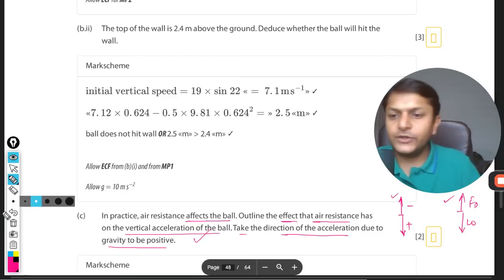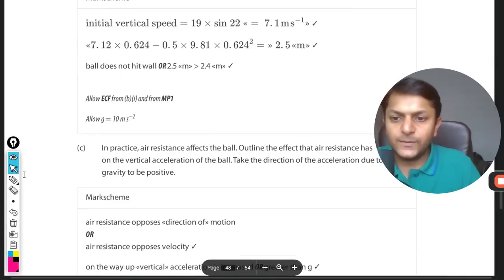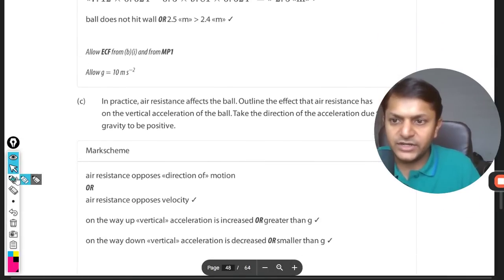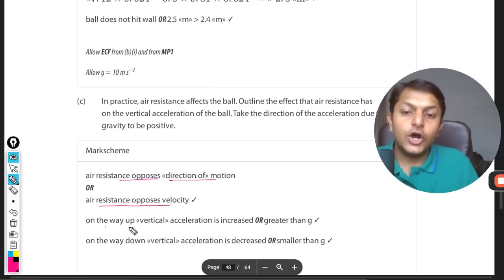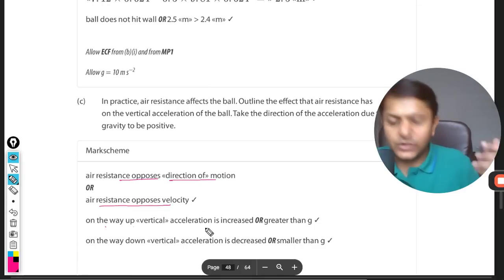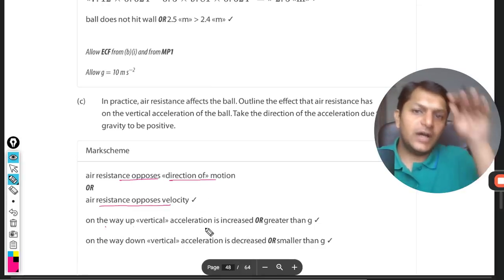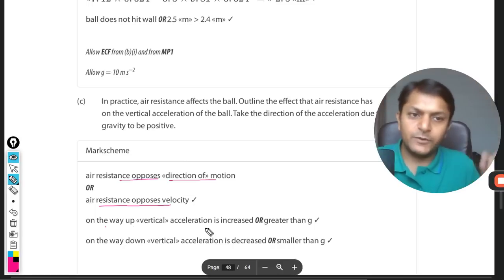Okay, this is how we do it. Let us read what is written here. Air resistance opposes the direction of the motion. Air resistance opposes the velocity. On the way up, okay, I forgot. I've just taken the case when it will be going down.